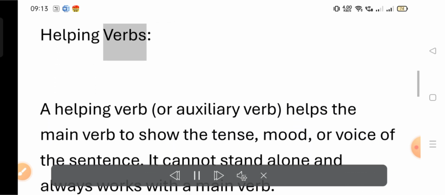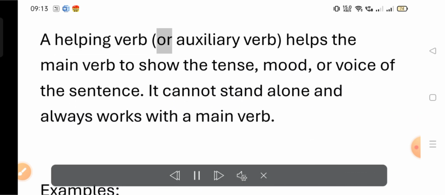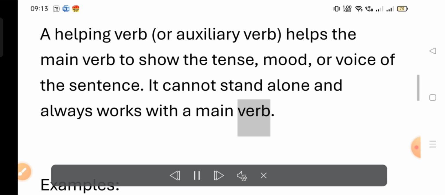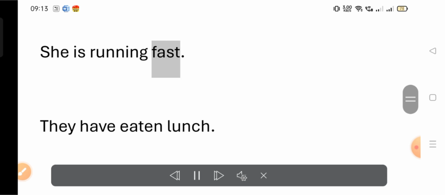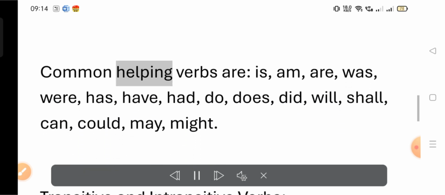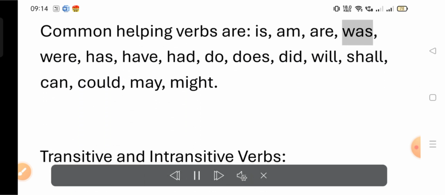Helping verbs. A helping verb, or auxiliary verb, helps the main verb to show the tense, mood, or voice of the sentence. It cannot stand alone and always works with a main verb. Examples: She is running fast. They have eaten lunch. Common helping verbs are is, am, are, was, were, has, have, had, do, does, did, will, shall, can, could, may, might.